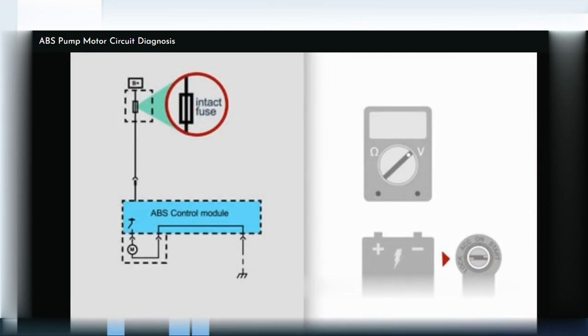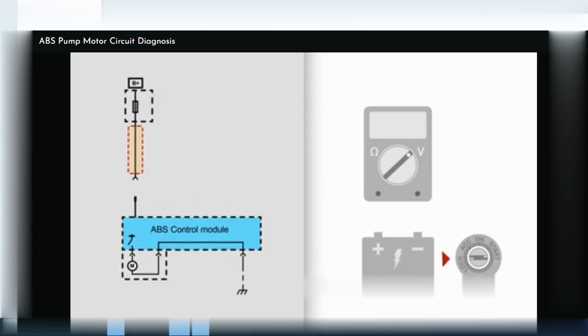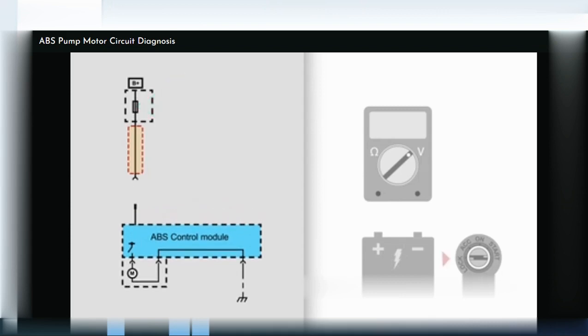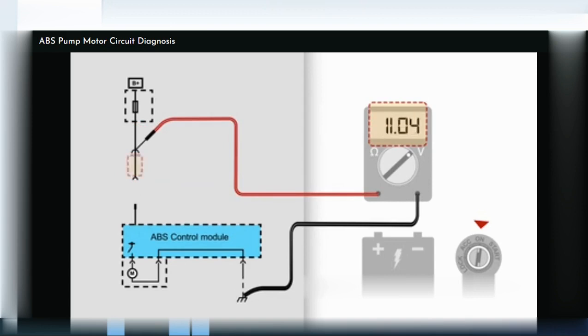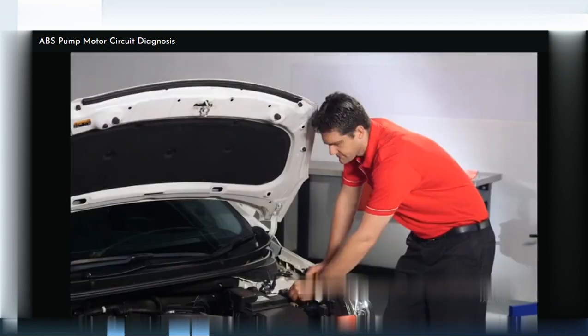If the fuse is intact, you'll need to test for an open circuit. Disconnect the harness connector. With the ignition on, connect the meter between the supply terminal at the ABS harness connector and chassis ground. You should have 12 volts. If there is 0 volts, there's an open circuit. Continue to test each connection, working back towards the fuse to isolate the fault.